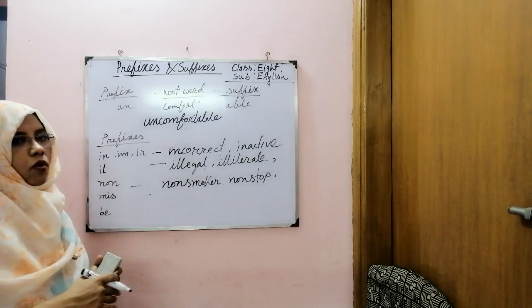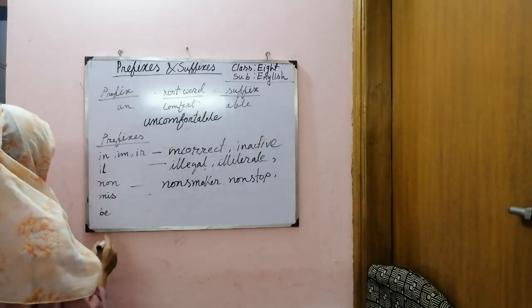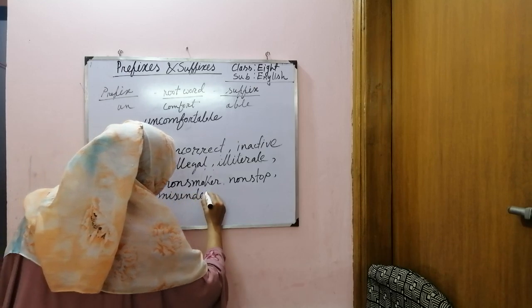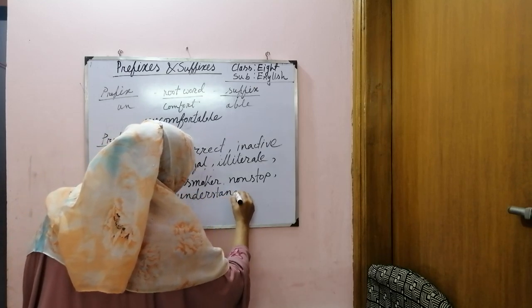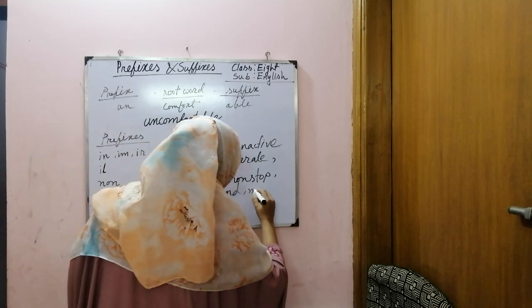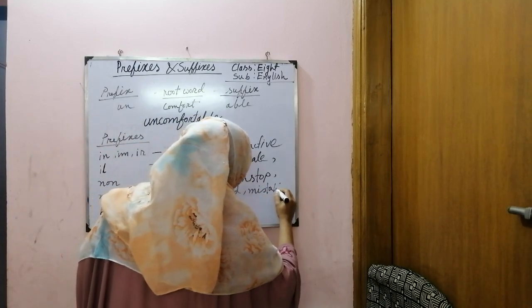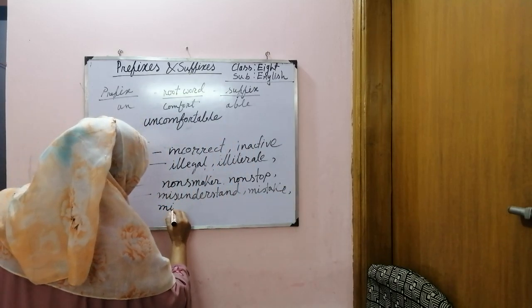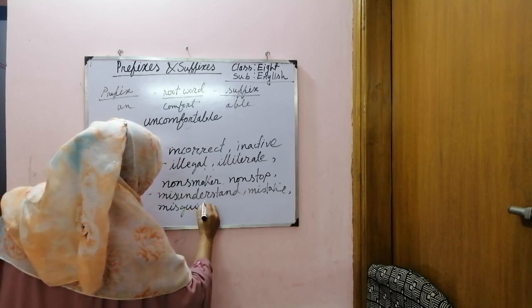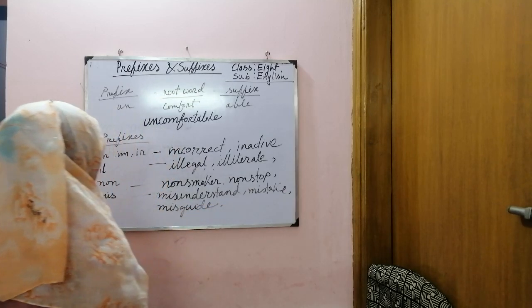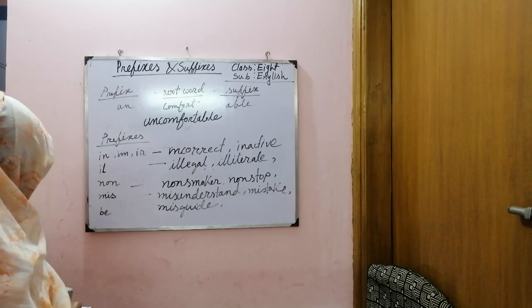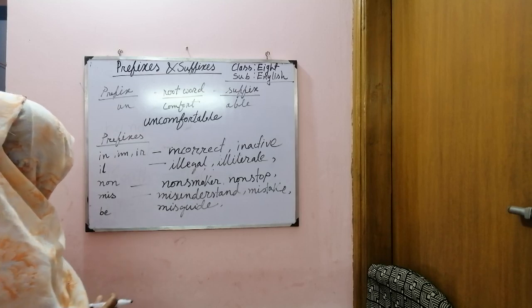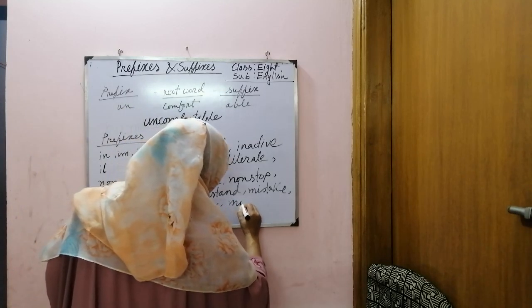Now we'll try to make some new words with miss. It actually means wrong. You can write misunderstand, mistake, that means a wrong, and misguide, not properly guide. So with the help of miss, we have written misunderstand, mistake, misguide. You can also write misdeed.